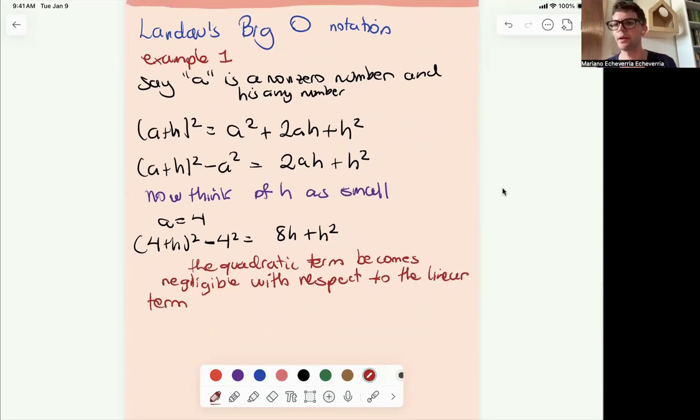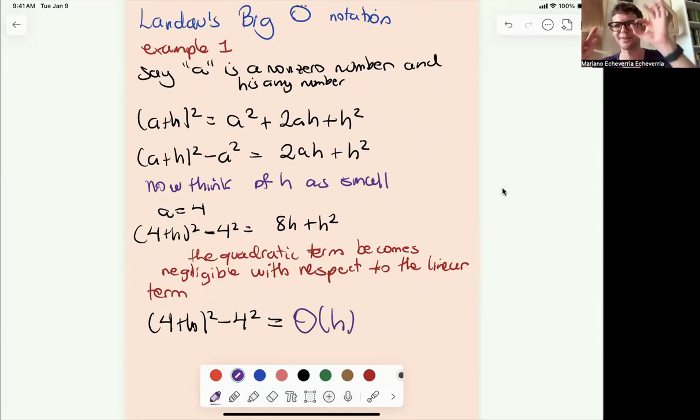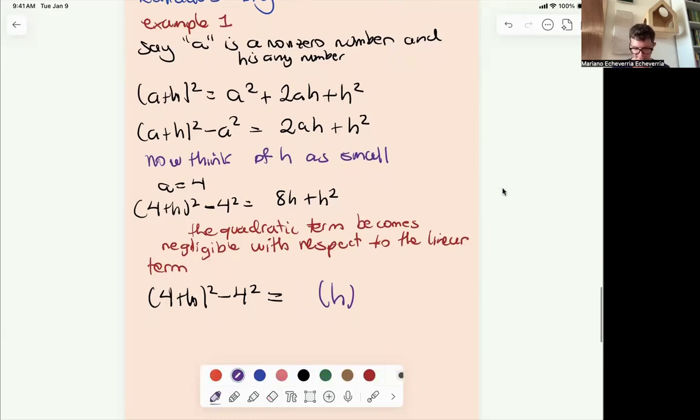So kind of like in the big O notation, what you would write is something like this. You would write that 4 plus h squared minus 4 squared is big O of h. This is not a zero, it's a big O, uppercase O. Sometimes they write it as a fancy curly O.